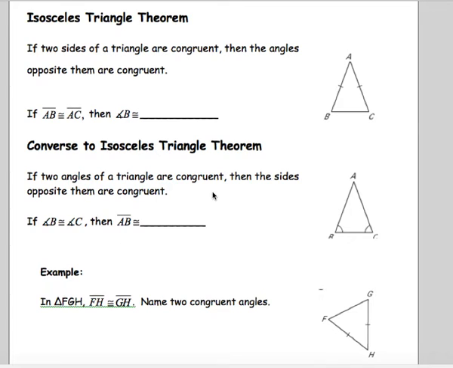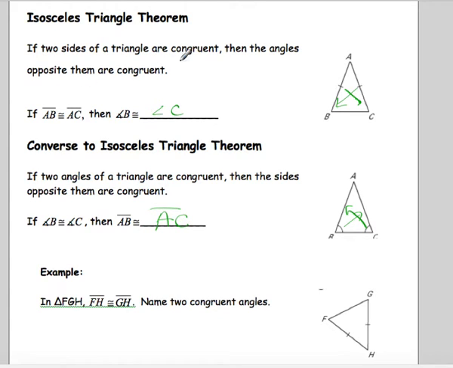If two sides of a triangle are congruent, then the angles opposite them are congruent. This is the isosceles triangle theorem, and you've already known this and been using this for a really long time. So if they give you the legs, then those base angles, angle B and angle C, are congruent to each other. The converse to that is if they give you the angles here, you can say that the legs across from them are congruent, and so in this case it would be AB and AC. So it depends on what you're given first, whether you're using the original theorem or the converse of that theorem.